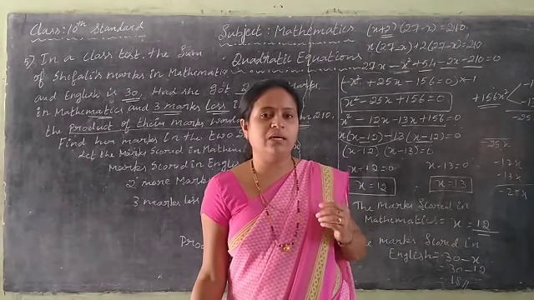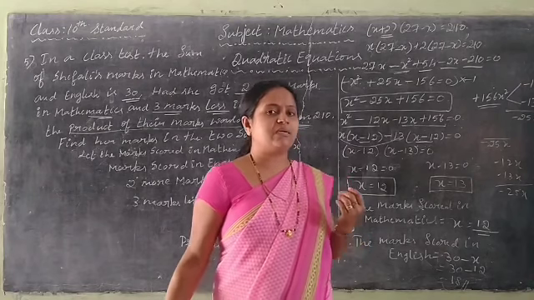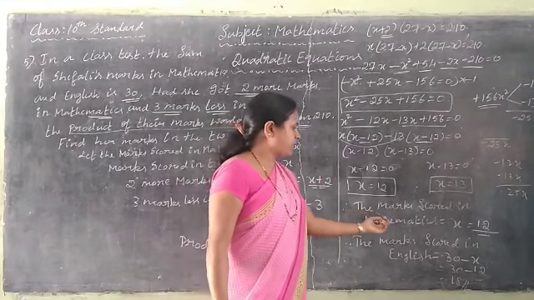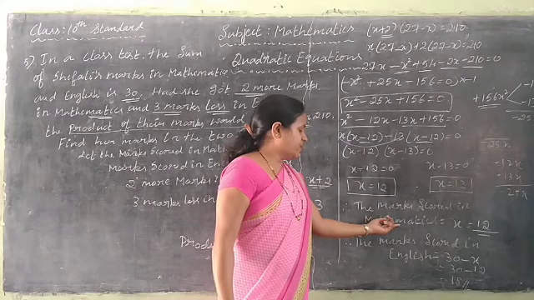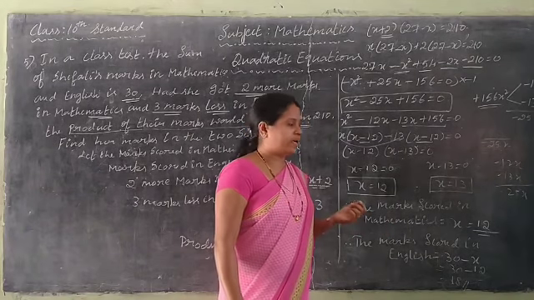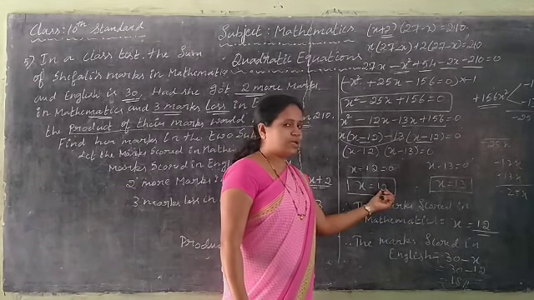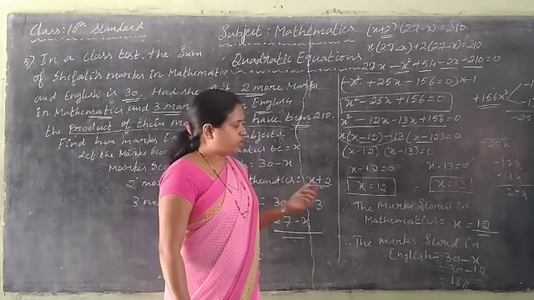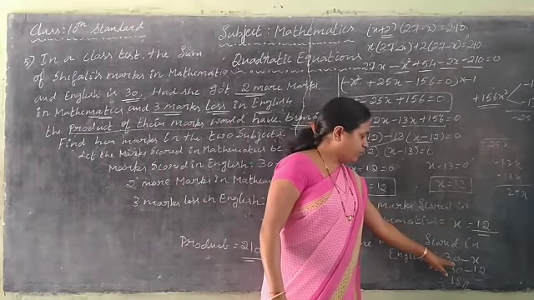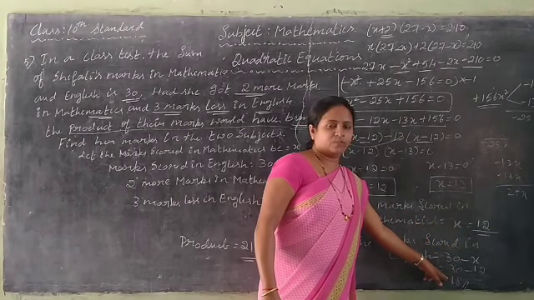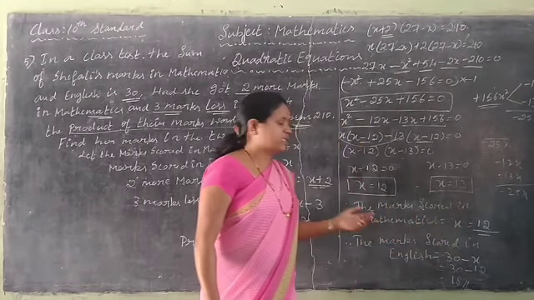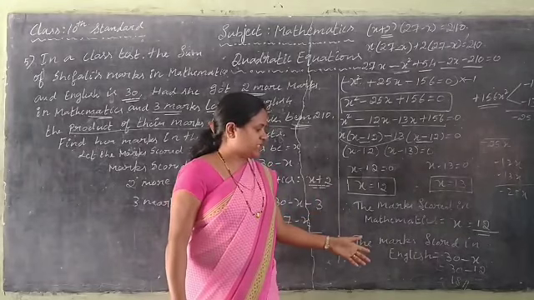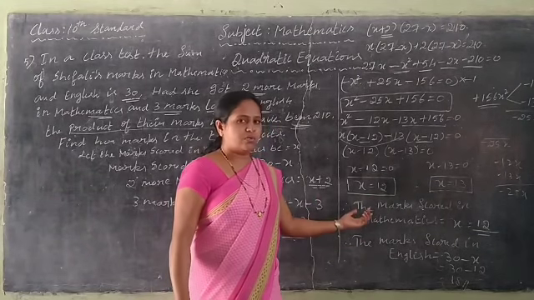Now we have to find out the marks scored in maths and English, children. So the marks scored in mathematics we have taken as x. Right. So x is equal to 12. You can take x is equal to 13 also, children. Understood? So if you take 13 here, what will you get? You get 17. Got it? Marks in mathematics will be 13 and marks in English will be 17. You can take 12 also.